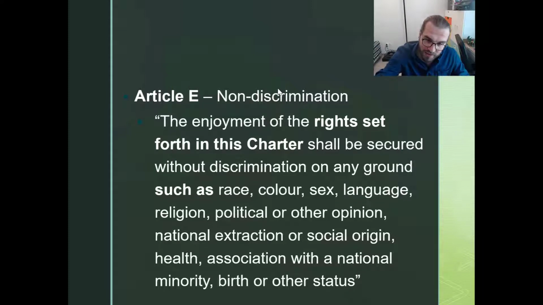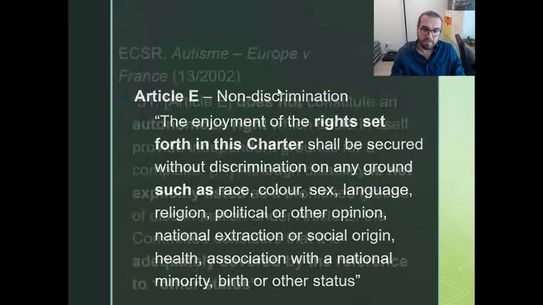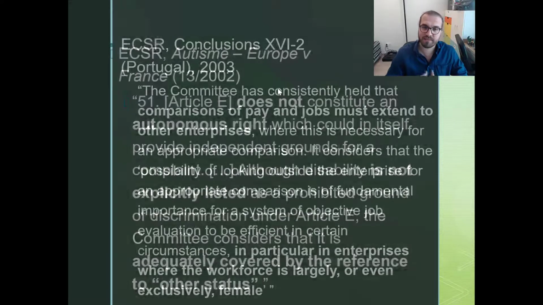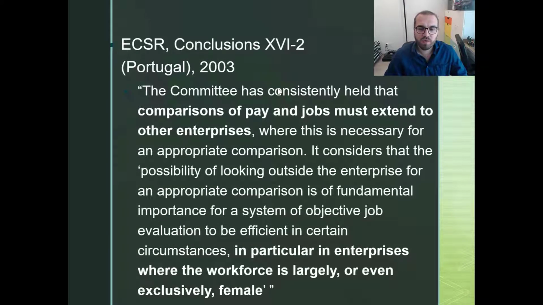So if you read the grounds protected, sex, language, religion, and so on, but you see at the end "or other status". So if you check this list, you will not find, for instance, disability. But the committee said, well, there is "other status", so we consider that disability is also protected under Article E, right? So it's an open list, keep in mind. If in the future new grounds for discrimination were to appear, the European Social Charter is ready to accommodate them.